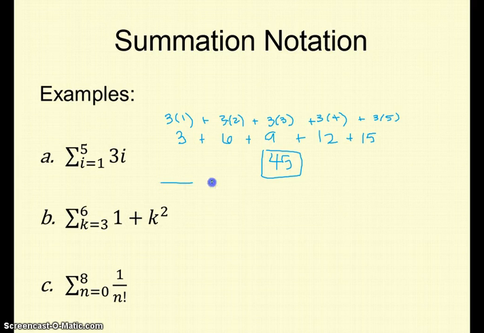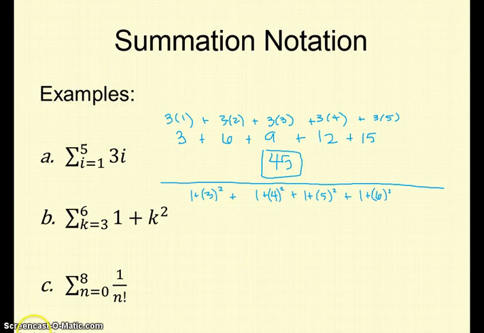Do the same thing for B. Set up each of your terms, so plugging in all your integers from 3 to 6. Actually find out what those terms are, and then add them all together, and you should get 90.